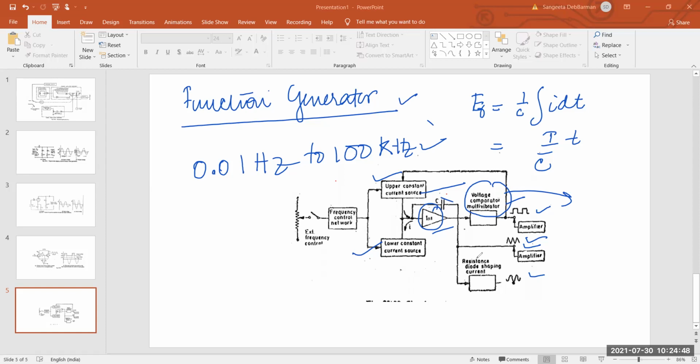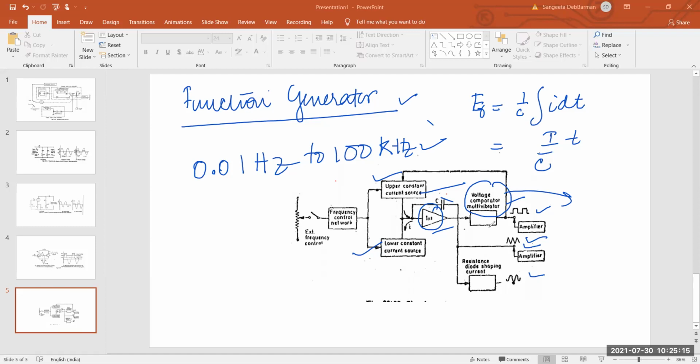Okay, you see here, a resistance diode shaping circuit has been connected with this triangular waveform. So the third waveform is the sine waveform, and the output of the amplifier is mainly used to amplify the signal. Here, the third waveform is mainly obtained when the triangular waveform is synthesized with the sinusoidal waveform. Okay, so this is all about function generator.